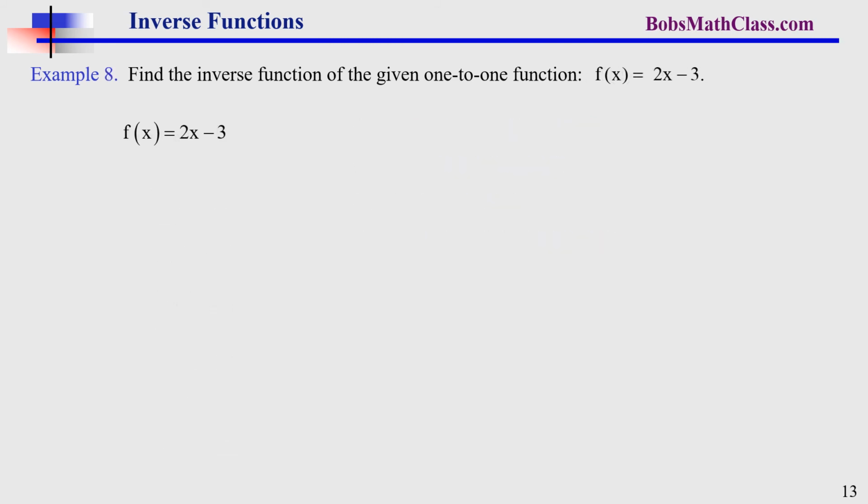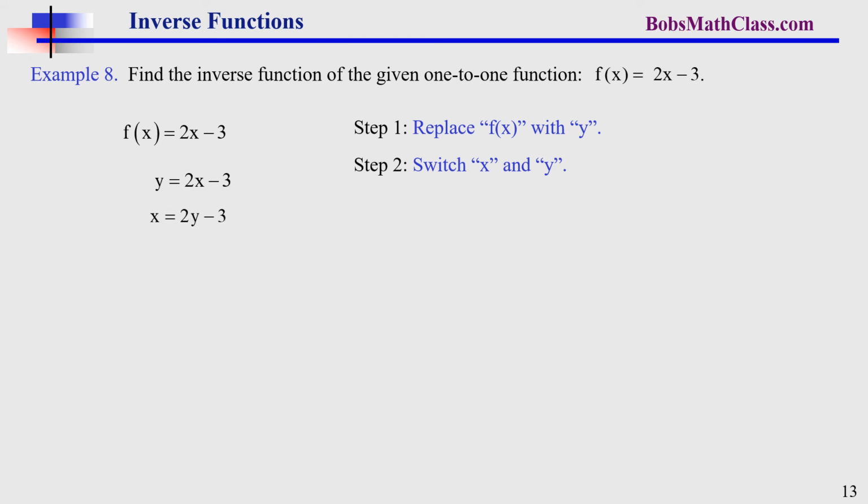Right, here's our next example. Why don't you pause the video, try to work it out. All right, same steps. Step 1, replace f of x with y. So y equals 2x minus 3. Second step, switch the x and y. Third step, solve for y. Add 3 to both sides, and then divide by 2.